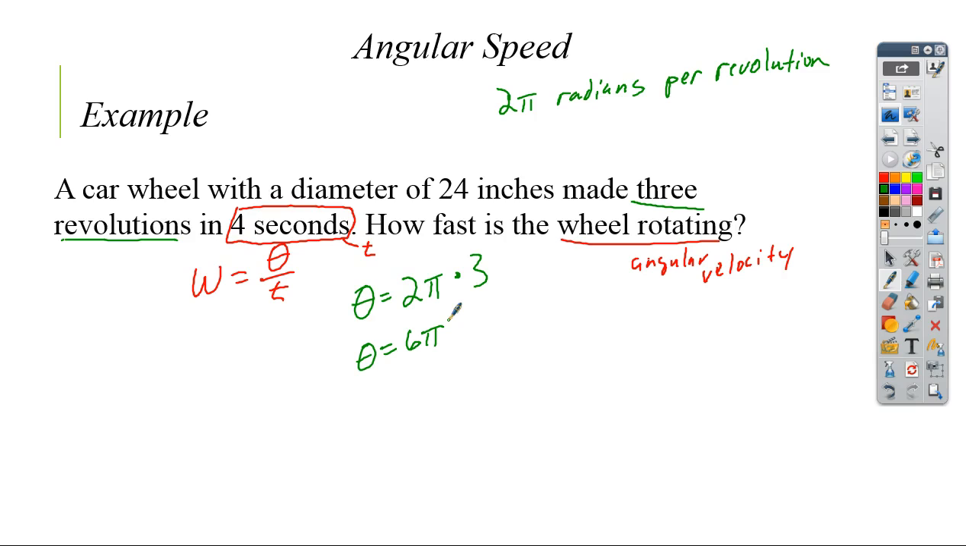And now I go ahead and put it in there and I say, well, my angular velocity now is going to be 6 pi divided by time, which is 4 seconds. 6 divided by 4 is equal to 3 pi over 2 radians. Now I got to go again. What is my units here? My units are radians per second.